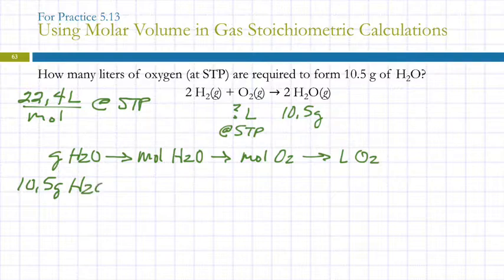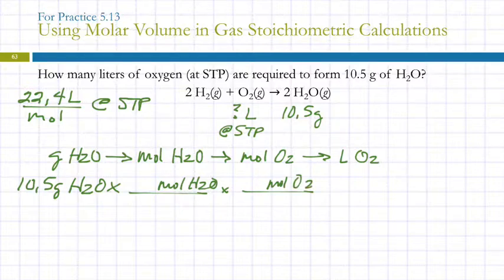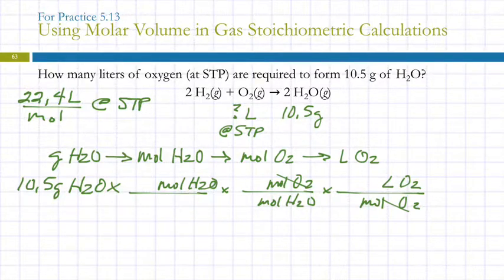10.5 grams of water. We're going to convert to moles of water, then convert to moles of O2, and then convert to liters of O2. So with dimensional analysis and our path, we can write all that out. Get all the units in place, and then the units are telling us where to put our numbers.